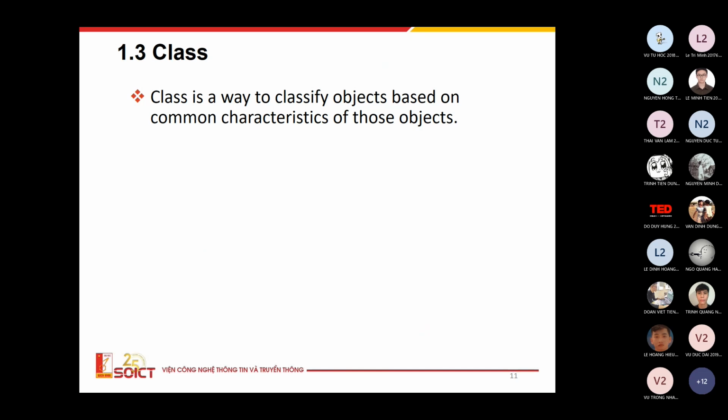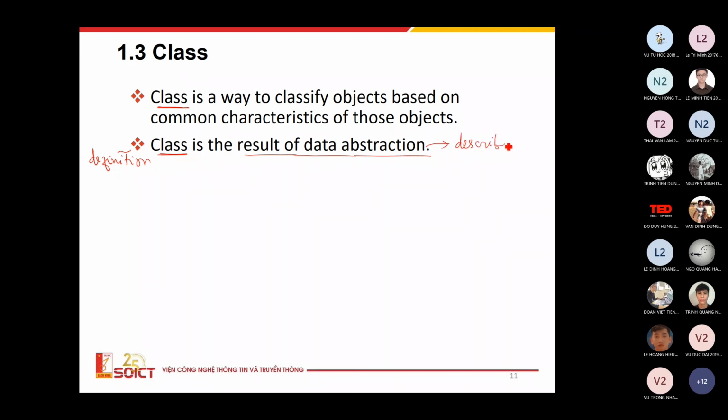Okay, and the class. We know this term already. The class is a way to classify objects based on the common characteristics of those objects. And we know that the class looks like a definition. So it's just the result of the data abstraction. We talked about that abstraction. That means you want to describe something, so the result provided to you is the class.